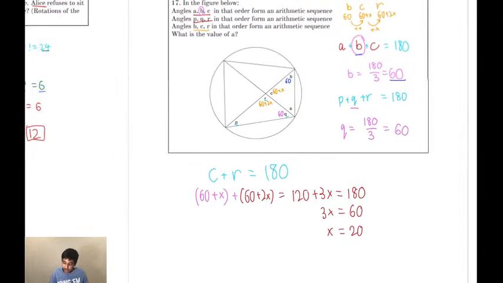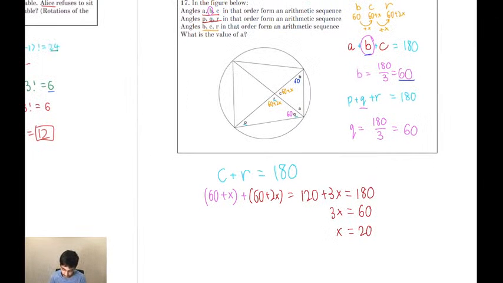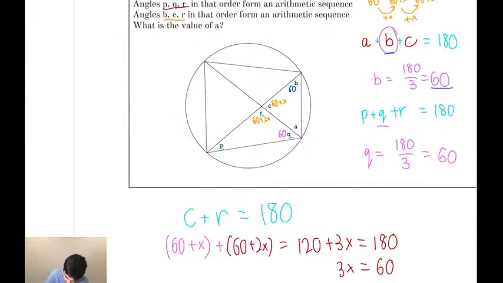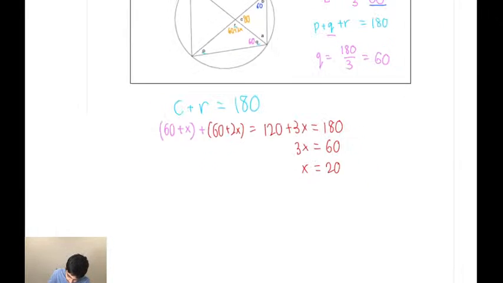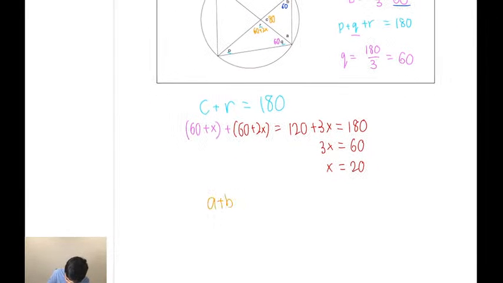Okay, so if X equals 20, then what can we do from here? Well, we need to find the value of A. So again, let's substitute our value of X here. So this will become 80, right? C will be 80. And if C is 80, then we know A plus B plus C is 180.